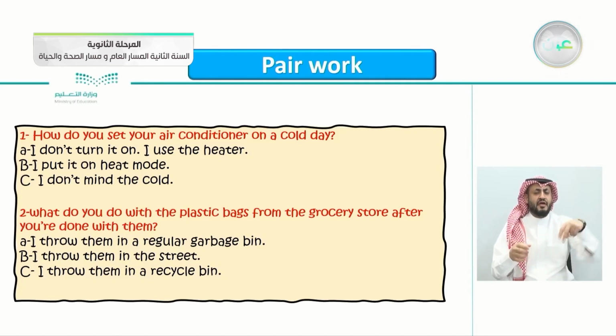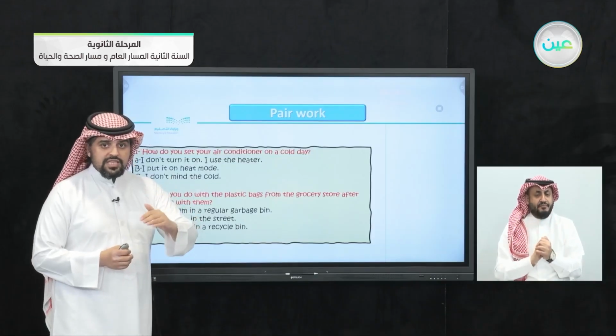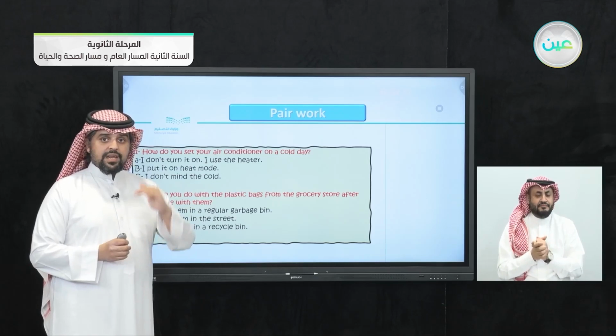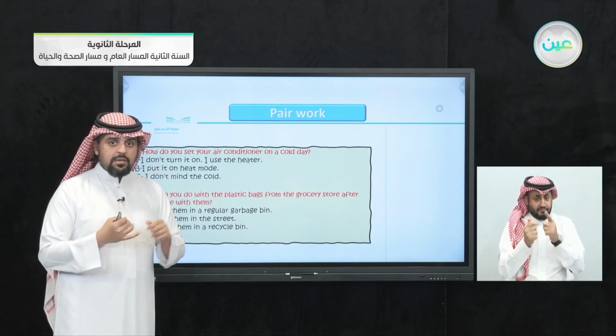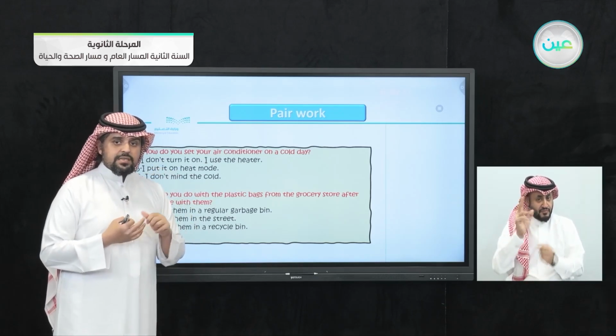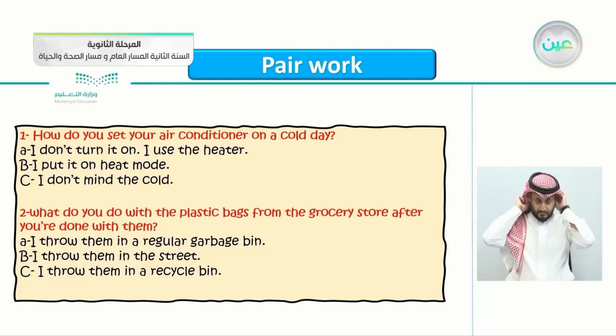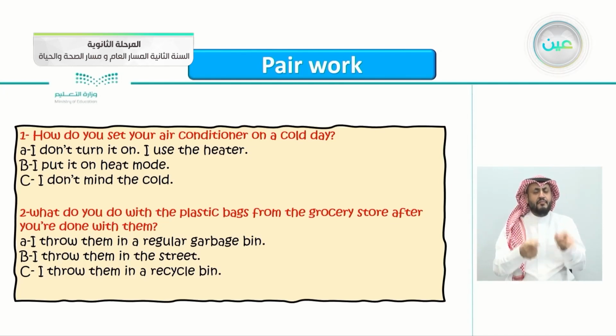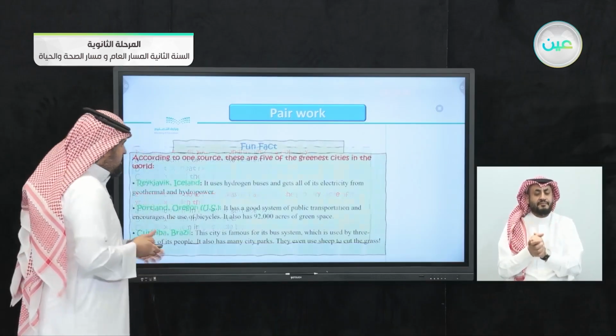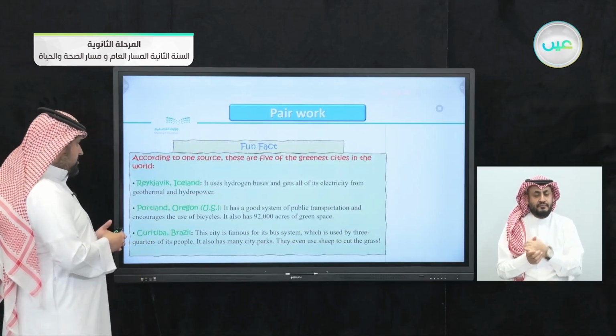Try to come up with 3 more. Each question, just like these, has 3 multiple answers. The closer you go to C, the higher your points. So A is 1 point, B is 2 points, C is 3 points. Other than these 2, try to write 3 more questions and ask your classmates to check how green your class is.